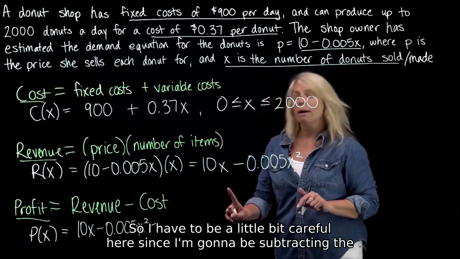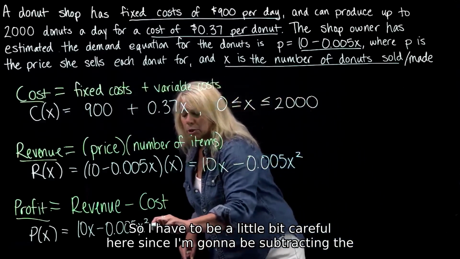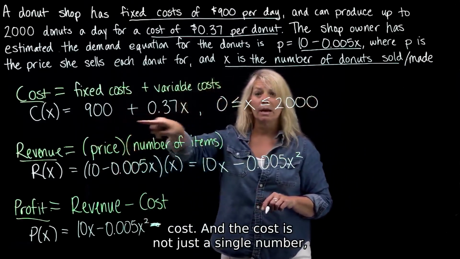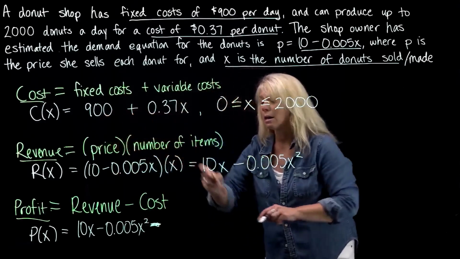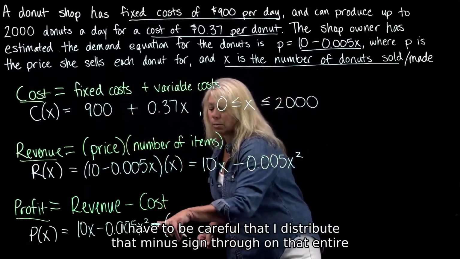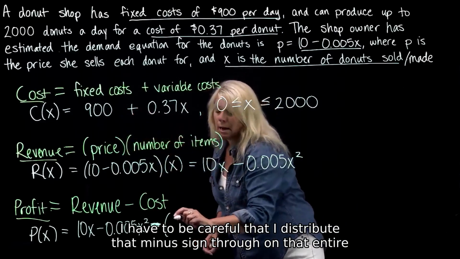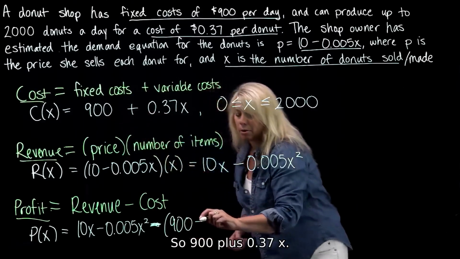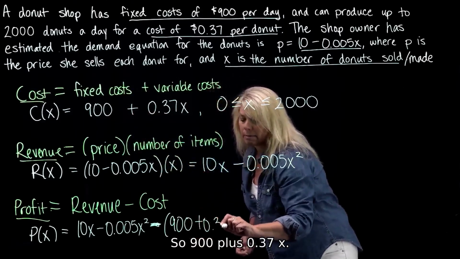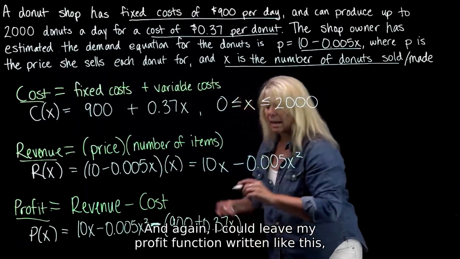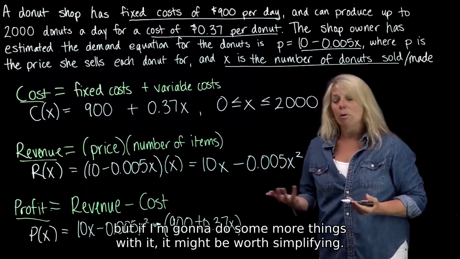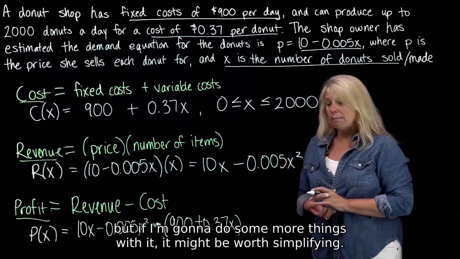So I have to be a little bit careful here since I'm going to be subtracting the cost, and the cost is not just a single number, it's got more than one term here. I have to be careful that I distribute that minus sign through on that entire expression there. So 900 plus 0.37x. And again, I could leave my profit function written like this, but if I'm going to do some more things with it, it might be worth simplifying.